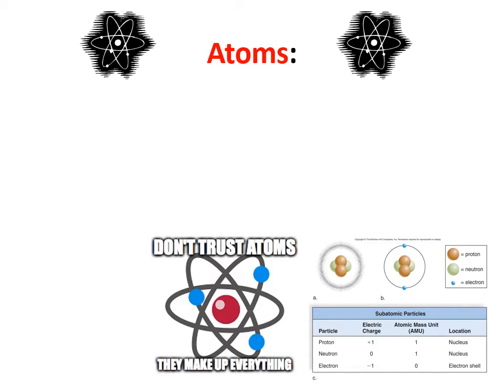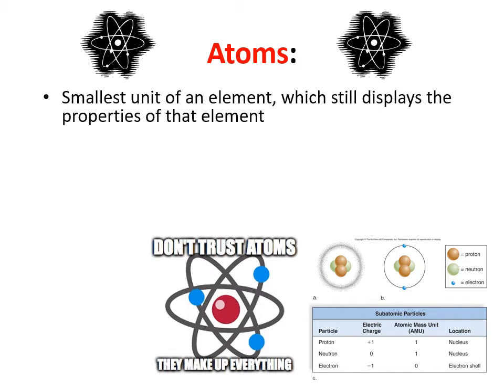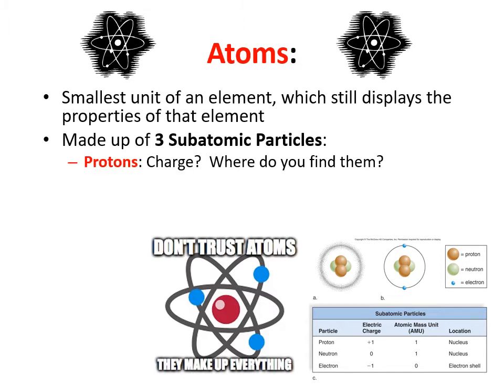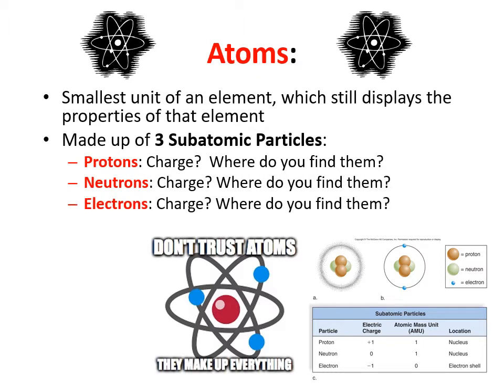Now, I mentioned atoms in the previous slide, and atoms are the smallest unit of an element which still displays the properties of that element. And you have three subatomic particles making up an atom. There are going to be protons, neutrons, and electrons. And it's very important to be able to distinguish them.